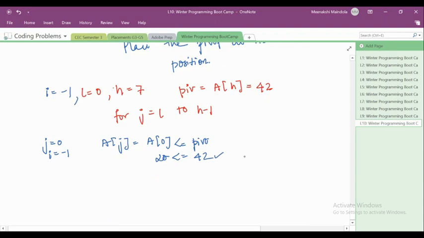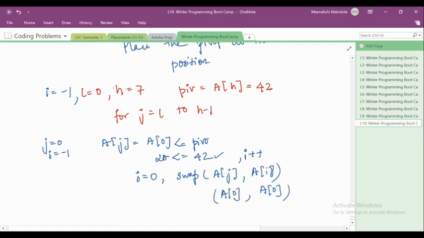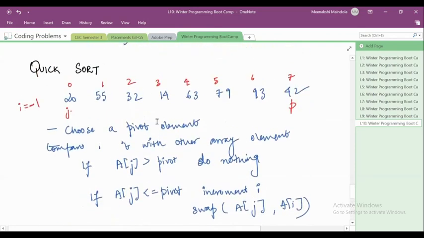We first increment the value of I. We do I plus plus. I was initially minus 1, now I will become 0. And now we swap A of j and A of I. So I has now become 0, so A of 0, and j is also currently 0. So we are going to swap the same numbers. Since I and j have the same values, there is going to be no change in my array.